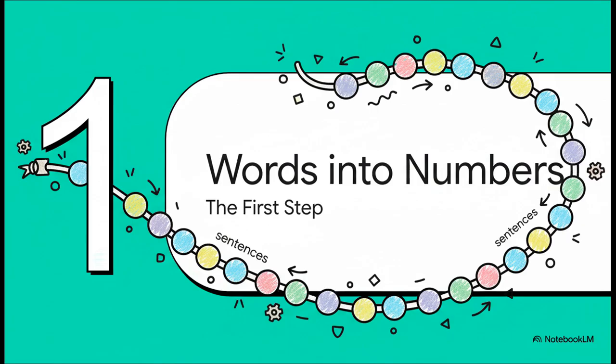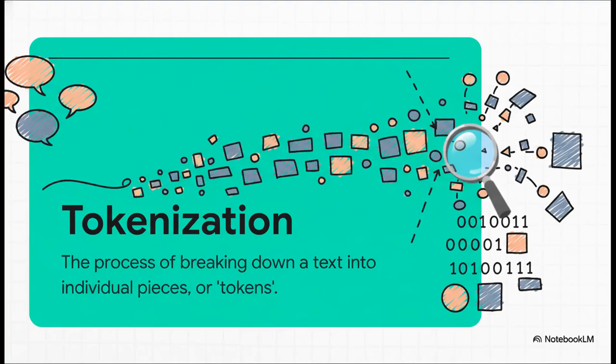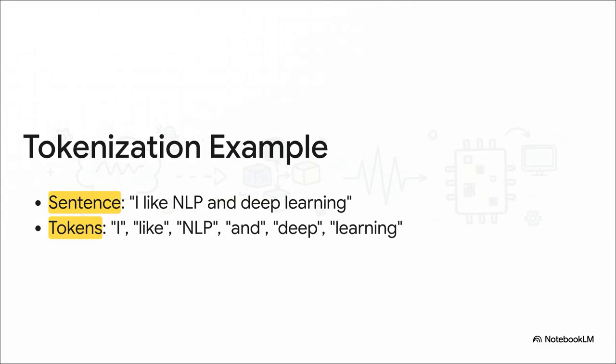Well, before we can do any of the fancy math stuff, we have to break things down. I want you to think of a sentence like it's a string of beads. A computer can't just look at the whole necklace and get it. First, it needs to look at each individual bead, one by one. And this whole process has a technical name, tokenization. It sounds complex, but it's really just the simple act of taking a sentence and chopping it up into its individual parts, or what we call tokens. Usually, these are just the words, but they could also be things like punctuation. So, for instance, our sentence, I like NLP and deep learning, gets broken down into 6 separate tokens. We've basically just separated all the beads on our string.